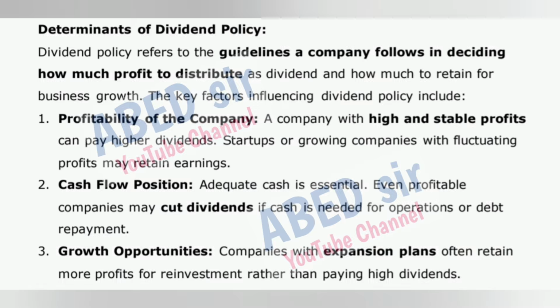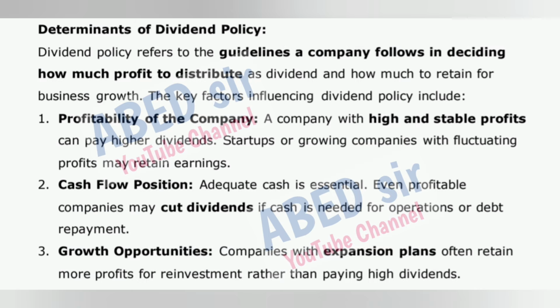Determinants of dividend policy. Dividend policy refers to the guidelines a company follows in deciding how much profit to distribute as dividend and how much to retain for business growth. The key factors influencing dividend policy include 1. Profitability of the company. A company with high and stable profits can pay higher dividends. Startups or growing companies with fluctuating profits may retain earnings. 2. Cash flow position. Adequate cash is essential. Even profitable companies may cut dividends if cash is needed for operations or debt repayment.